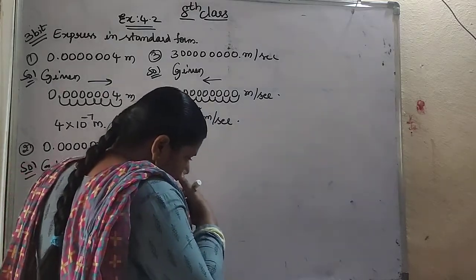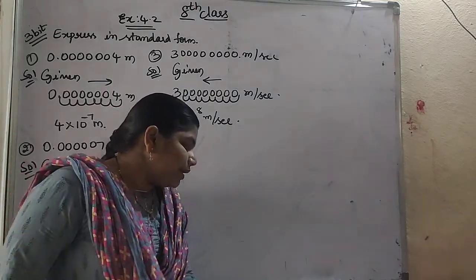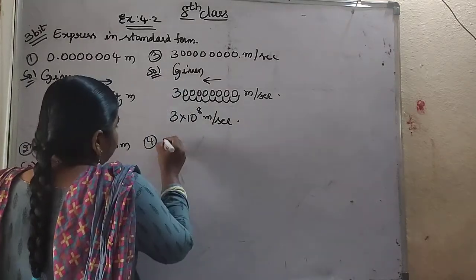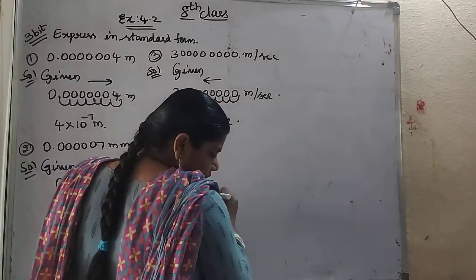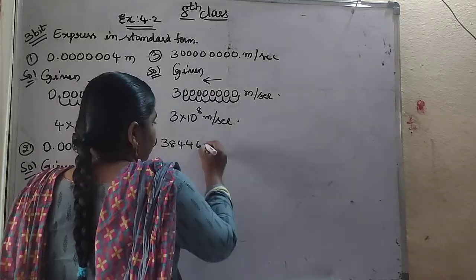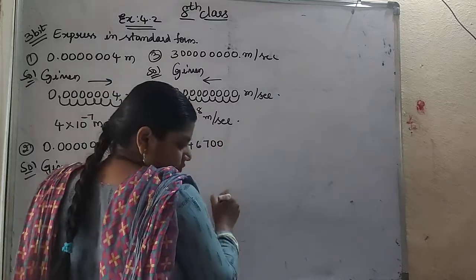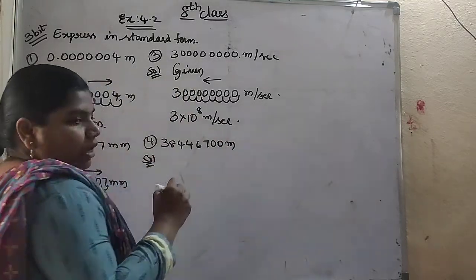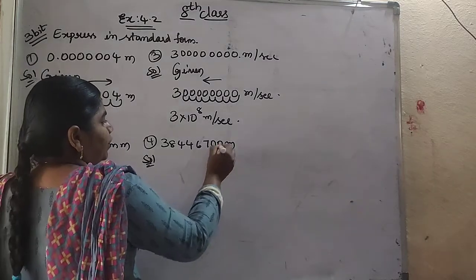Next is fourth one. The distance between the moon and the earth, they have given. So that is 38,446,700 meters. Now this is a bigger number. We have to convert into standard form. So the point is here.